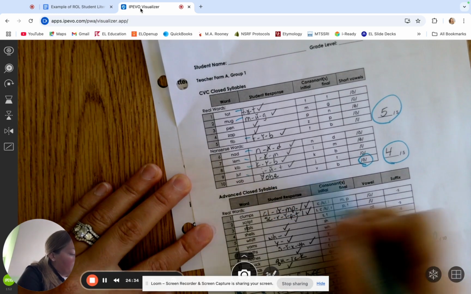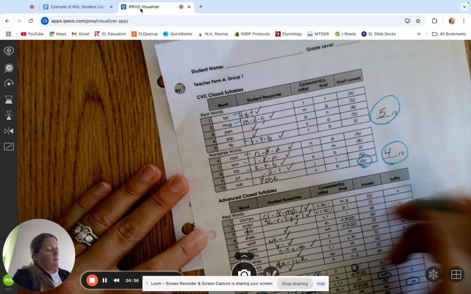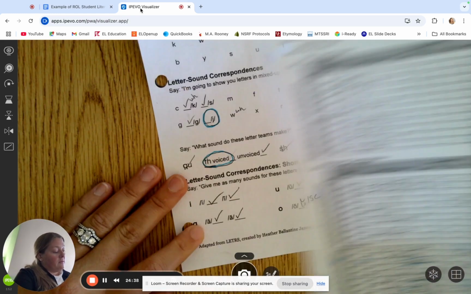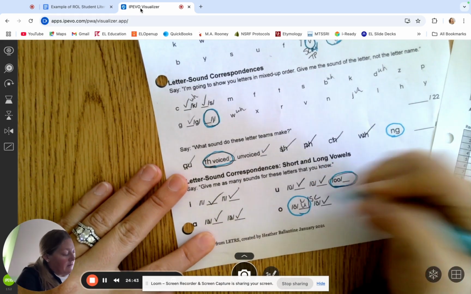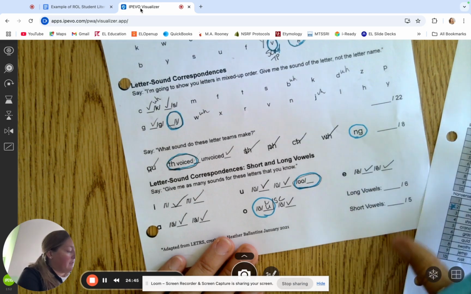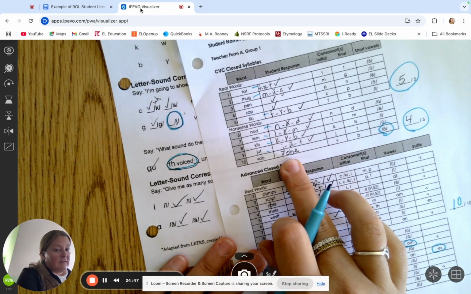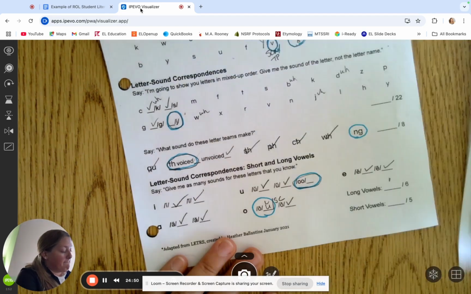He said "vob" for "vob." It was the short O. That makes a lot of sense. So he's still learning that. So I'm going to circle that and keep practicing it with him because it's not automatic yet. And sometimes he's missing it, like showed up here.